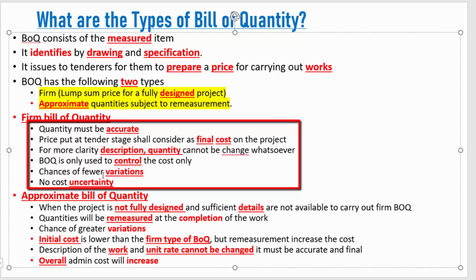BOQ is only used for controlling the cost. We only need to update whatever work is executed, and for every item we need to ensure that it will be under the budget and should not exceed the budget.